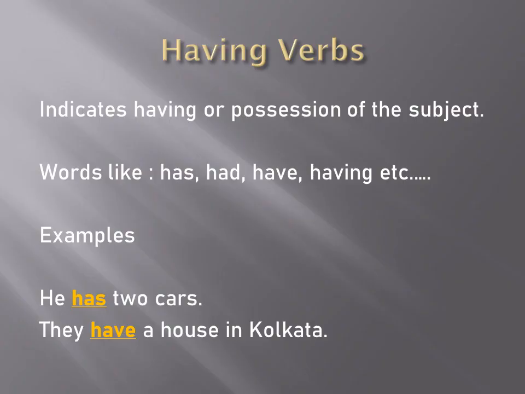Having verbs. Having verbs indicate having or possession of the subject. So words like has, had, have, having, etc. can be used. Let's look at these examples. He has 2 cars. What has he got? He has 2 cars. They have a house in Kolkata. What do they have? They have a house in Kolkata. So something which indicates, or which holds possession, is known as having verbs.